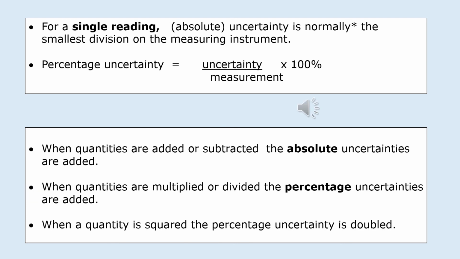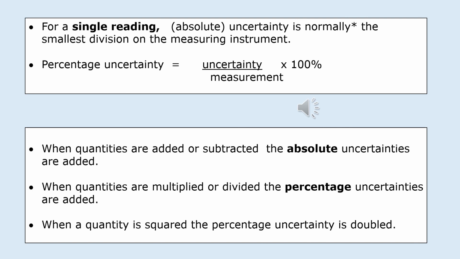Now, one question that arises is, okay, we've taken a measurement of the voltage, and let's say we take a measurement of the current as well, and we're going to calculate the resistance. How will we know what uncertainty we have in a value of some quantity that we calculated by using a number of measurements? To do this, we need to use the rules that are outlined at the bottom of this slide. If we're adding quantities together, then we add the absolute uncertainties.